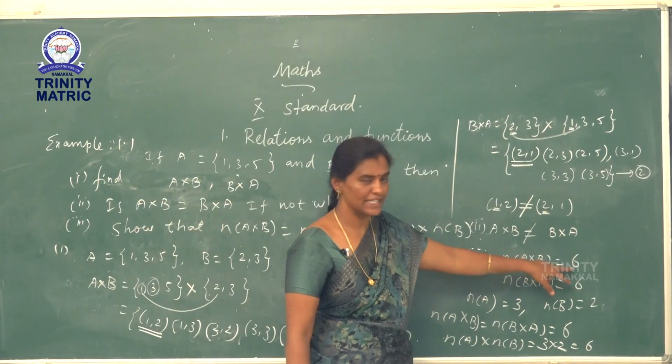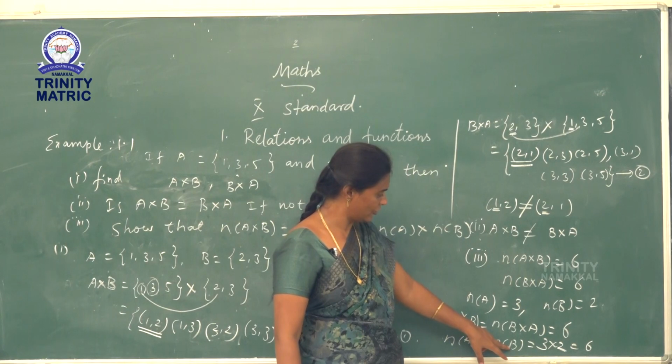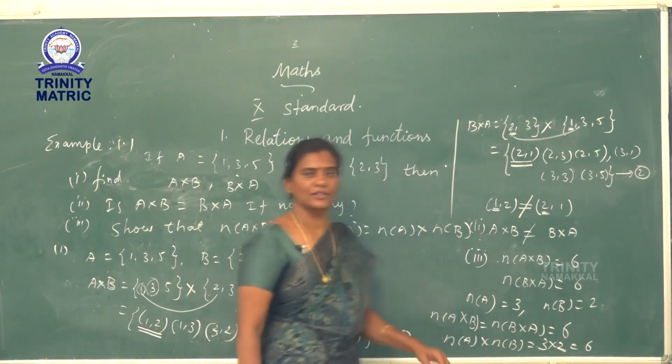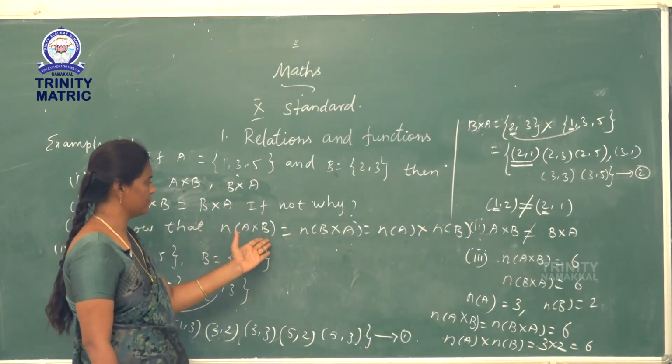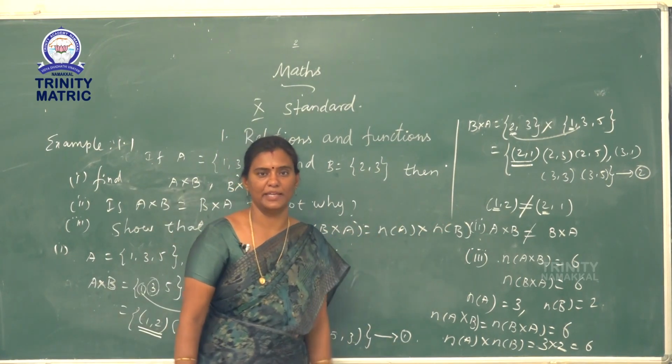n of A cross B is equal to 6, n of B cross A is equal to 6, n of A cross n of B is equal to 3 twos are 6. So hence we show that n of A cross B is equal to n of B cross A is equal to n of A cross n of B.